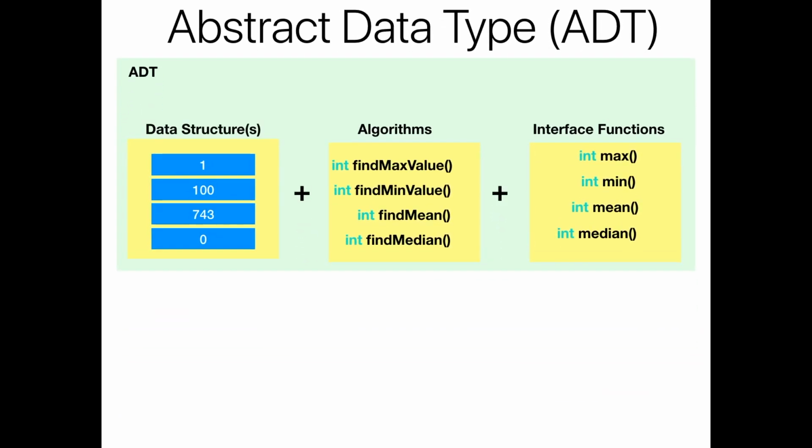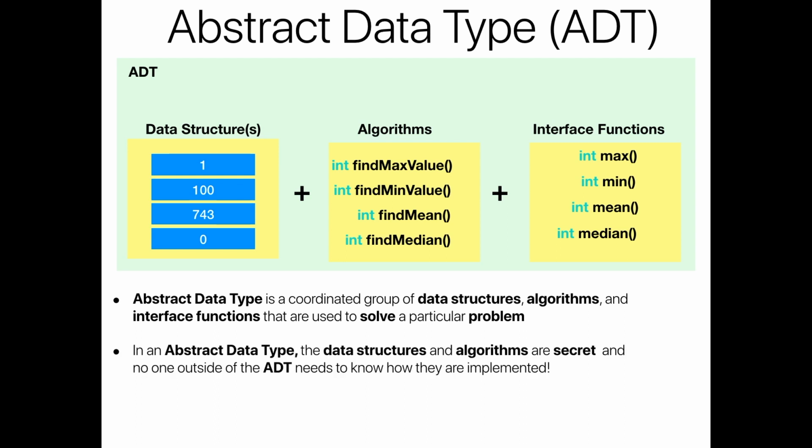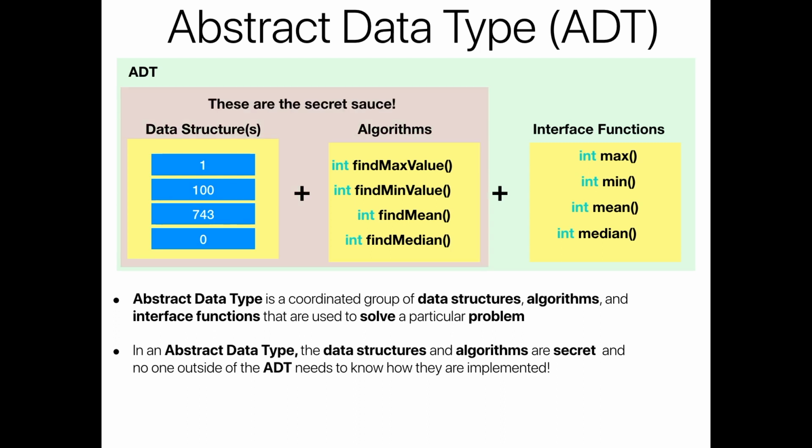Okay, one more time, but with diagrams this time. An abstract data type is a coordinated group of data structures, algorithms, and interface functions that are used to solve a particular problem. In an abstract data type, the data structures and algorithms are secret, and no one outside the abstract data type needs to know how they're implemented. The data structures and algorithms are the secret sauce. And the only thing that we expose to the user are these interface functions. This is how we access the abstract data type itself.